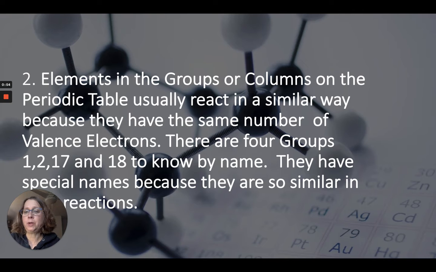Here's the second note. Elements in groups or columns on the periodic table usually react in a similar way because they have the same number of valence electrons. Now there are four groups, 1, 2, 17, and 18, that you need to know by name. They have special names because they are so similar in their reactions. And again, the columns are the up and down, and so groups 1 and 2 are the ones farthest to the left, and groups 17 and 18 are the ones farthest to the right.